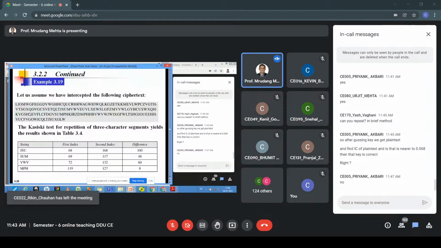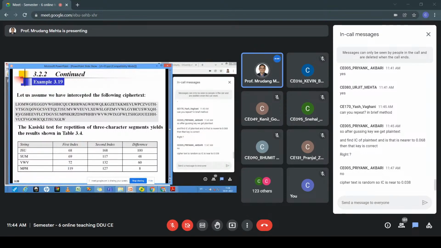Okay. See, once again, I am repeating, all of you understand, this is the ciphertext. We calculate the IC of this. It will be some value because this is fixed, which we have. Now what we do, we guess the key, we convert it into plain text, and again we find the IC. And if these two ICs are closer to each other, they are the same, that means we have found the key. Understood?